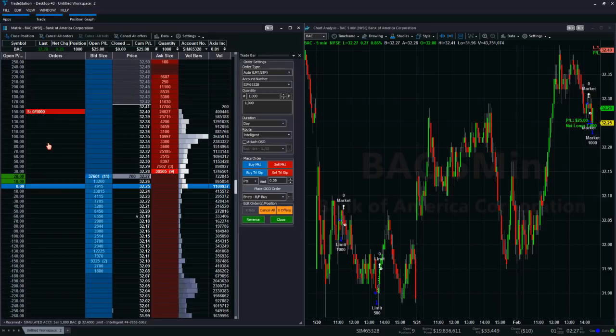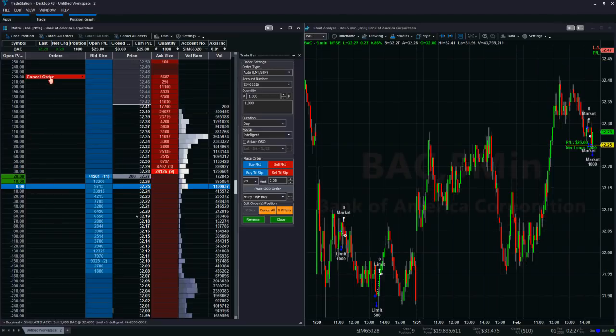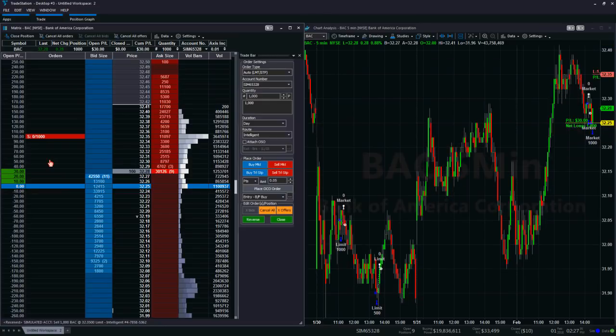Orders in the matrix can also be clicked and dragged to do a cancel replace. Very simple. I can take this order and drag it to a different location if I want to increase my target, or if I want to reduce the target, I can just click and drag that order. So let me go ahead and leave this here.